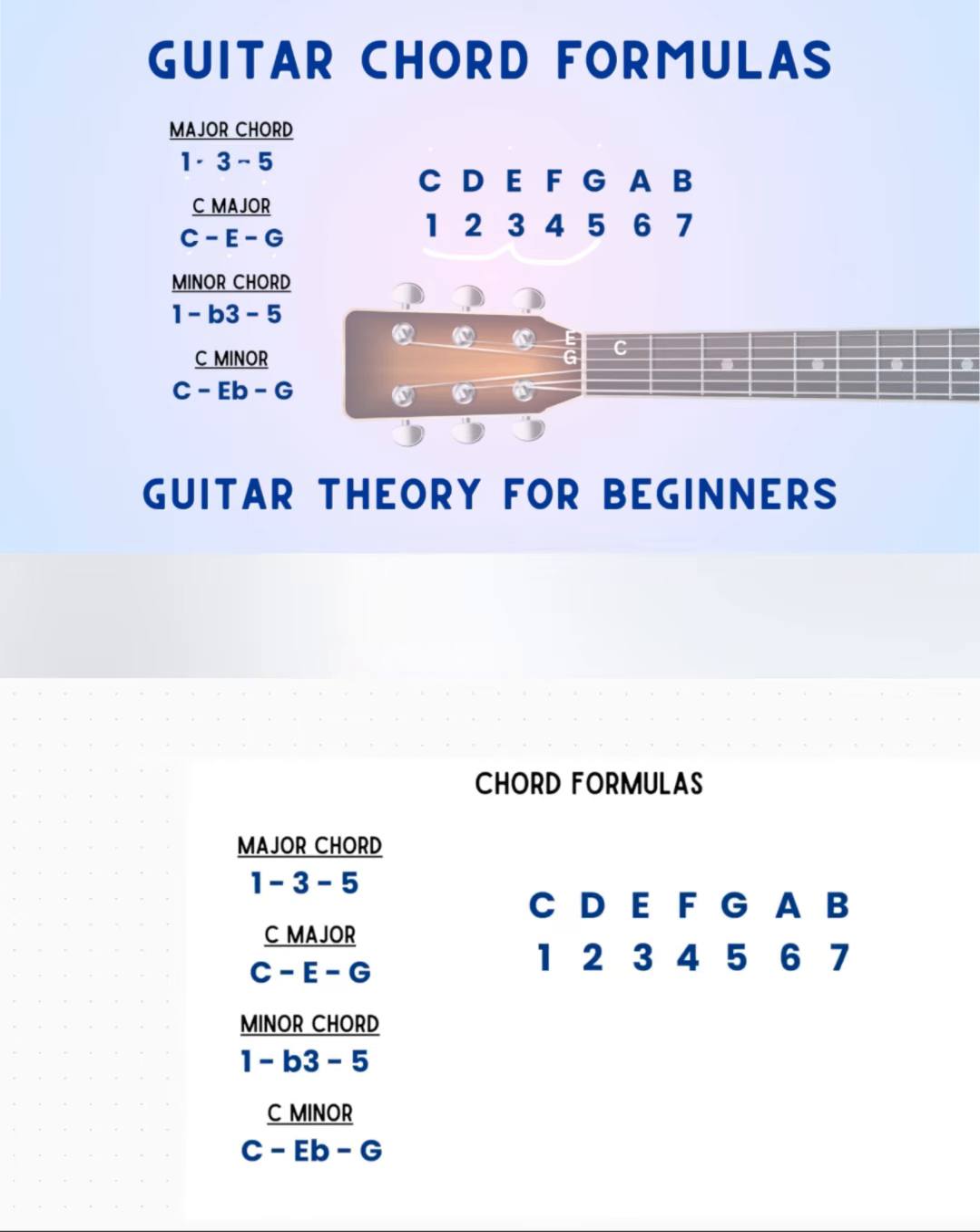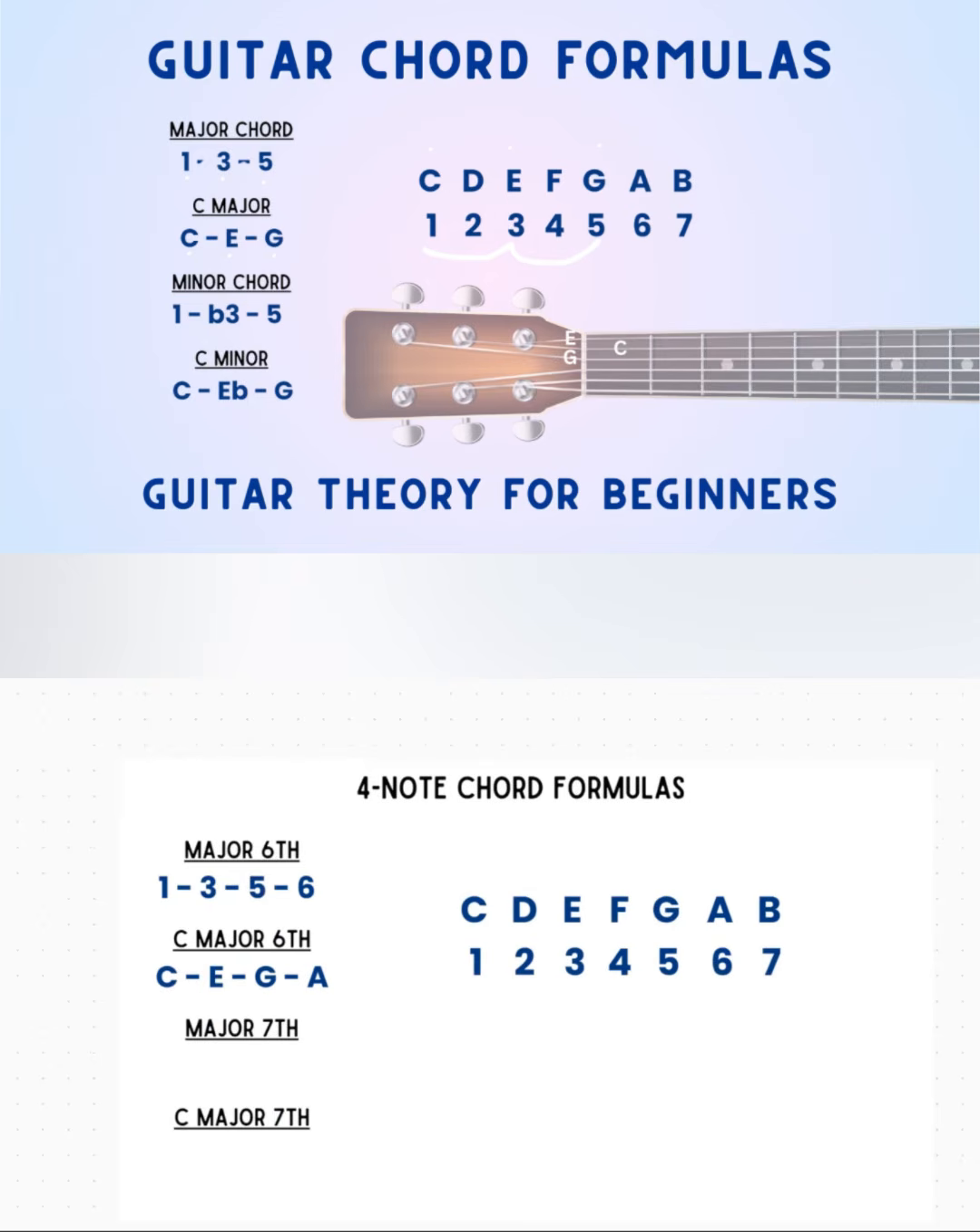So the only difference between a major chord and a minor chord is that the third is flatted. And that does give it a very different sound, right? The major and minor chords are the most common chords, but also the most common three-note chords, right? Now let's look at some four-note chord formulas. So the major sixth and the major seventh, both of these have four notes in the chord.